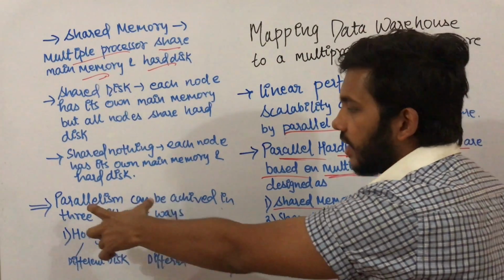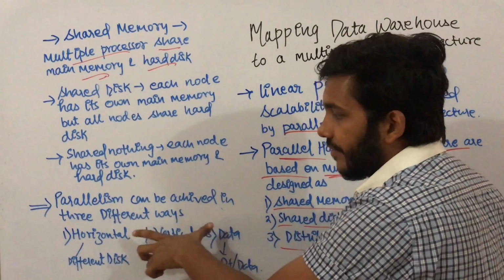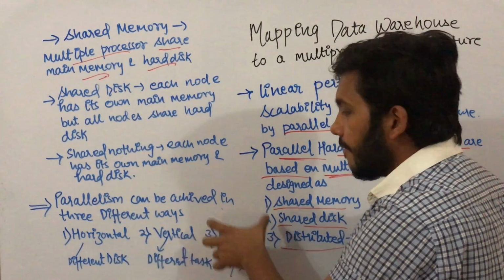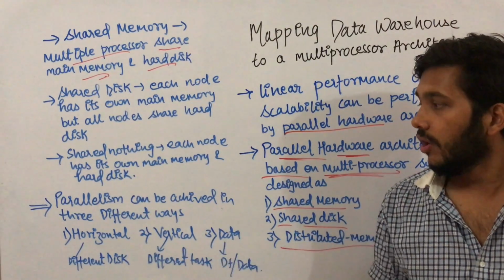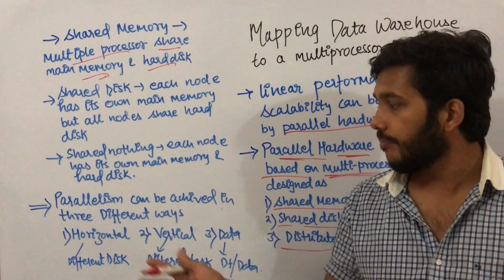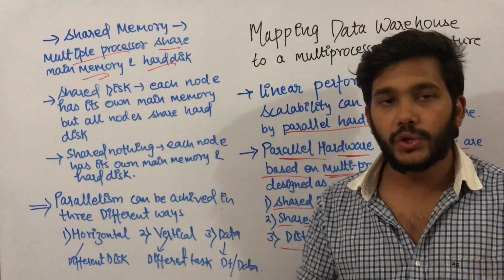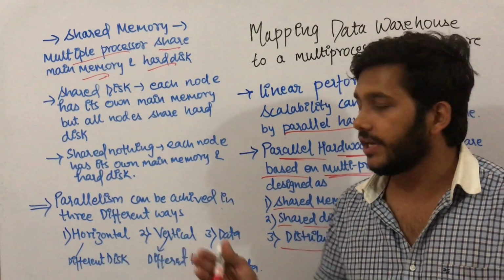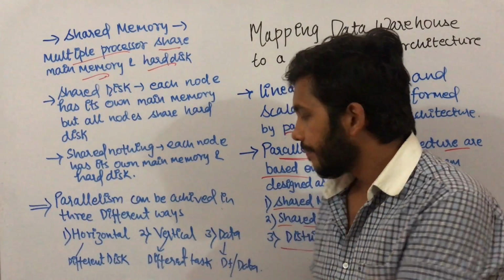So how can you achieve this parallelism? This parallelism can be achieved in three different ways: horizontal, vertical and data. Horizontal means different disk. When you want to achieve parallelism using different disks, this means when you want to divide your task based on different disks, each processor has its own disk.